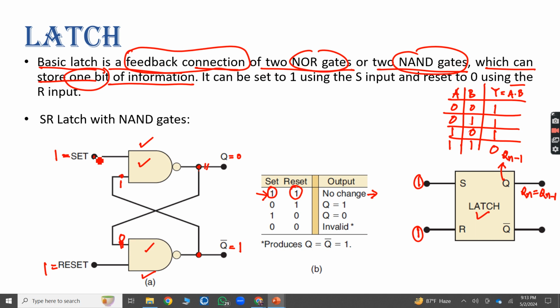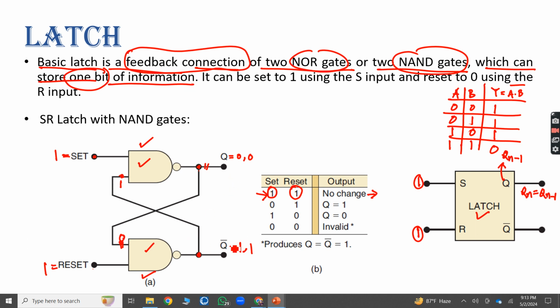You have two inputs, both are 1. So what will be the output? 0, right? And for this NAND gate, you have 0 and 1 as input. So what will be the output? 1, right? Are you following me? Yes, sir.